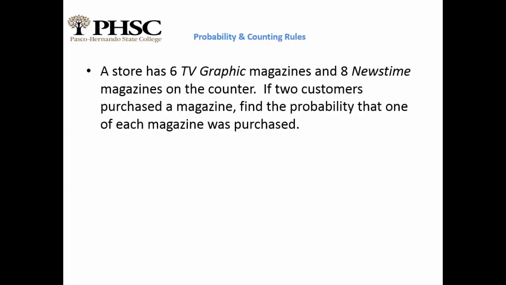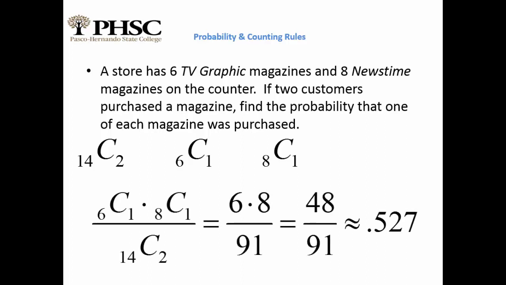All right, here's another example. A store has 6 TV Graphic magazines and 8 News Times magazines on the counter. Two customers purchase a magazine. Find the probability that 1 of each magazine was purchased. The first thing is we have 14 choose 2, since I have 6 TV Graphic and 8 News Times, so that's 14. I'm choosing 2, so 14 choose 2 is going to be my denominator. I have 6 choose 1 for the TV Graphic and 8 choose 1 for the News Times. So 6 choose 1 times 8 choose 1 is my numerator, and 14 choose 2 is my denominator, and that gives about a 53% chance.